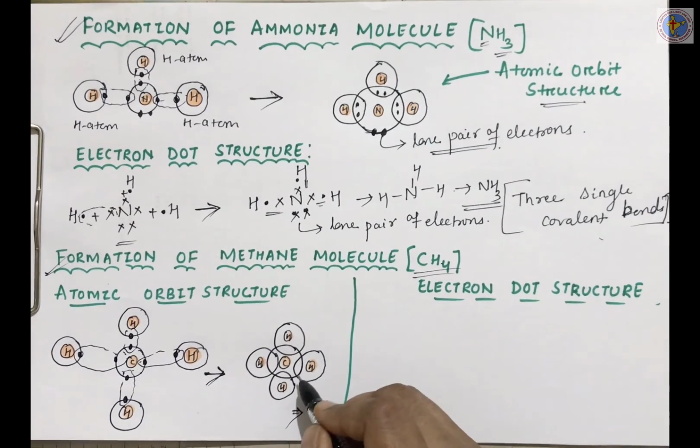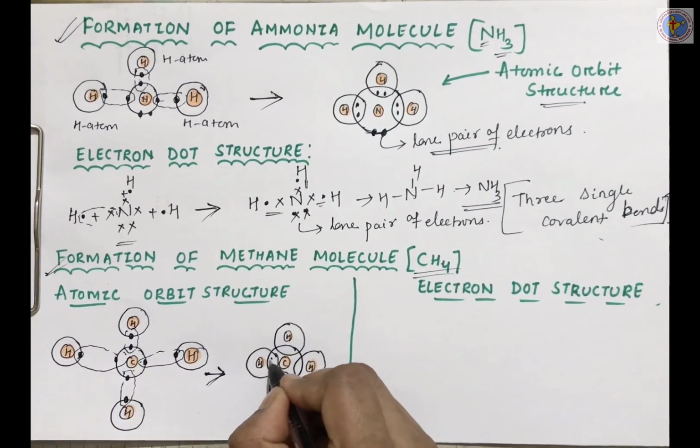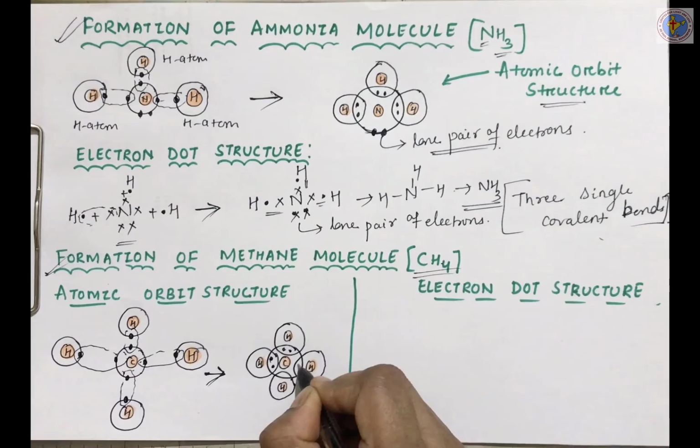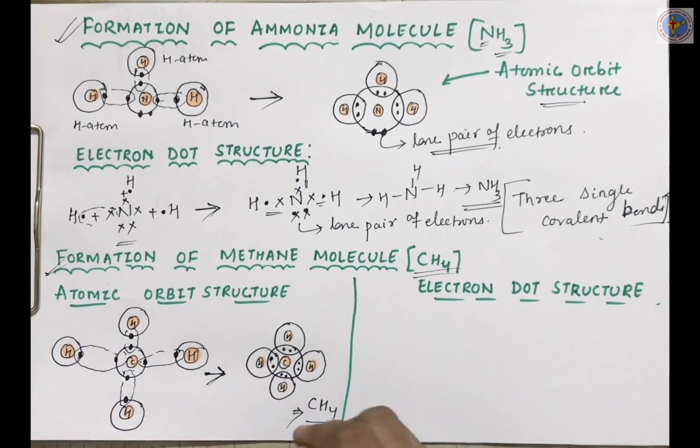In case of orbital structure you can show it like this in dotted line, but I suggest that in case of electron dot structure there is no need to show that bonding will take place between these two. After combination, here you can see the bonding will take place between this pair of electrons. So you can write like this. Like this we are getting CH4.